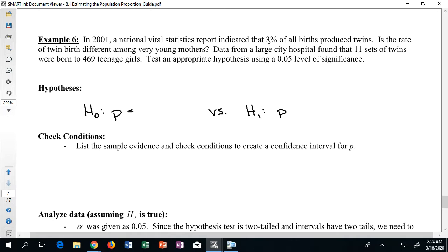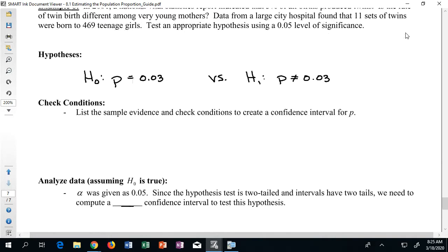Well, if it's different, I might be able to word it or state it like this: it's not the same as 3%. It's something else. It's different from that. And that would mean that in the other hypothesis, I have exactly 3%. Remember that nothing about the actual data values, like 11 out of the 469, none of that matters at all in terms of writing your hypotheses. It's all about the question that's being asked.